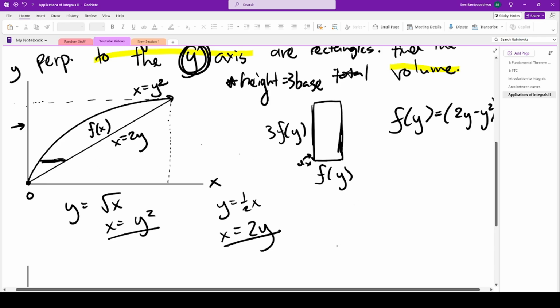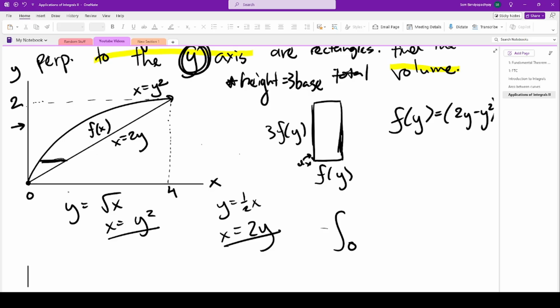And when we write down this integral, we're going to go from 0 to our intersection point. Before, we had it as x equals 4. So at x equals 4, we know that y is going to be 2, right? So 0 to 2, since we're in the y domain, and the area of this cross section is 3 f of y squared. So you'd have 3 times f of y, 2y minus y squared dy. And it's as simple as that.